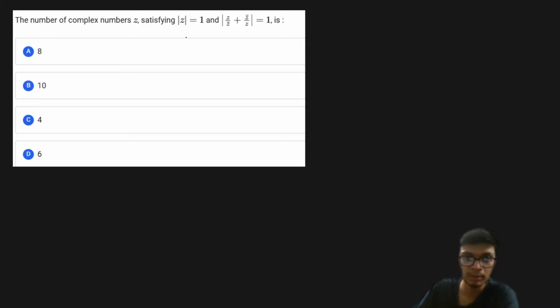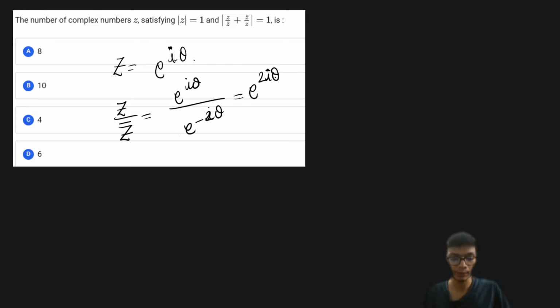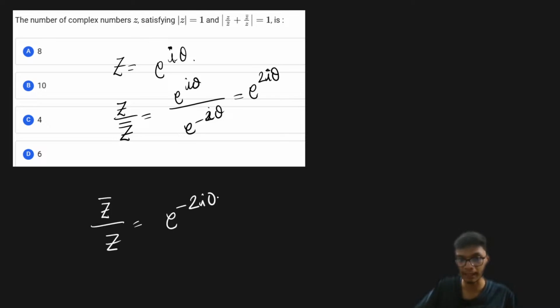Since this complex number has unit modulus, I can assume this Z as e to the power iota theta, as simple as that, right? Then my Z by Z bar is going to be equal to e to the power iota theta divided by e to the power minus iota theta, which is going to be equal to e to the power 2 iota theta, right? And similarly, Z bar upon Z is simply going to be e to the power minus 2 iota theta, right?